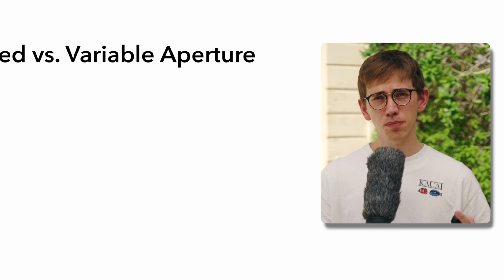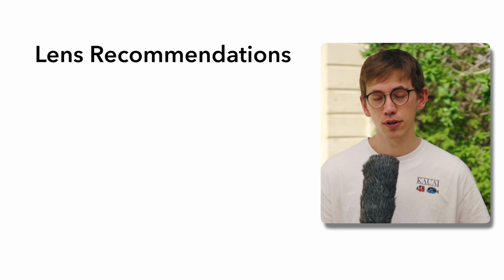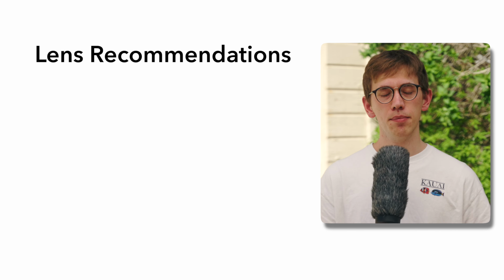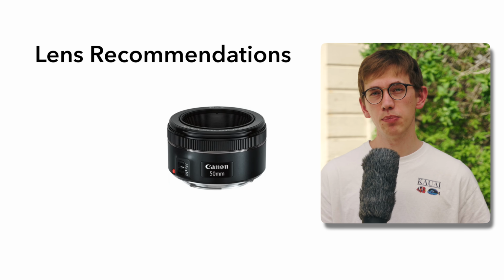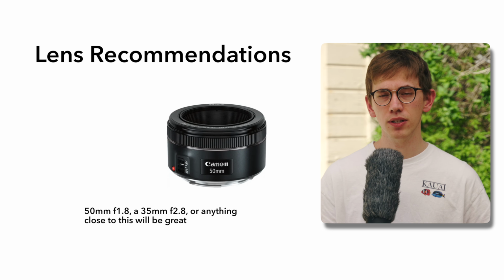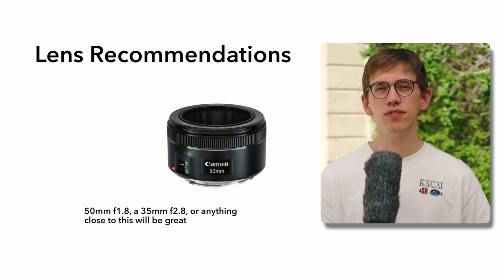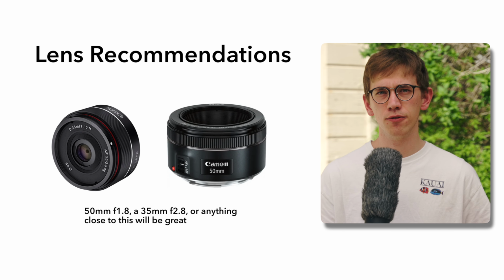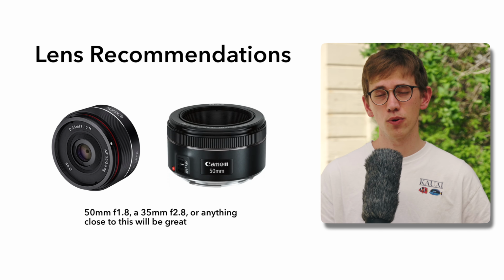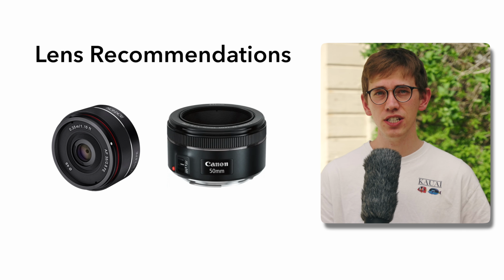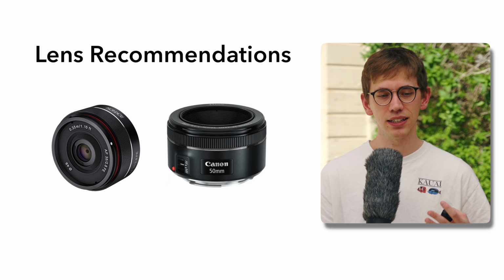So if you're looking to buy your first lens or upgrade from a kit lens, here's what I'd recommend. Start with a cheap prime lens, something with a pretty low aperture value, like a nifty 50 or a 35 f2.8. These are pretty affordable, they're bright, sharp, and they'll teach you a ton about framing and lighting and depth of field.